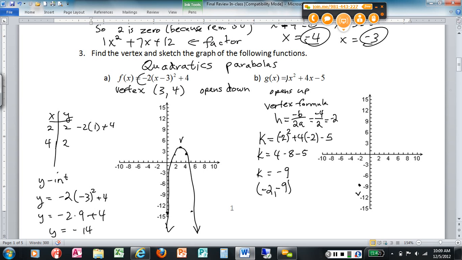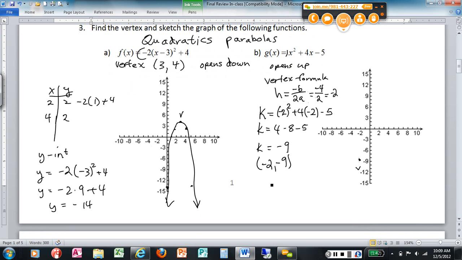I think on these also what we did was the y-intercept. Y-intercept is very easy on this one. Set x to be 0. You got 0 squared is 0. 4 times 0 is 0. So you got negative 5. Y-intercept's negative 5.